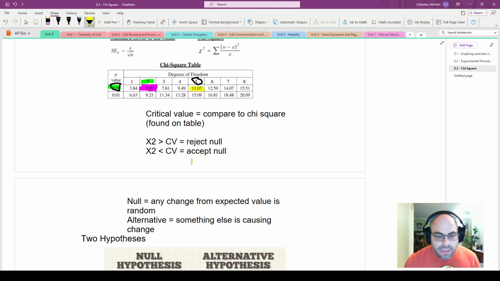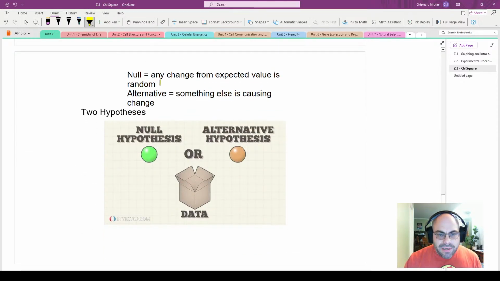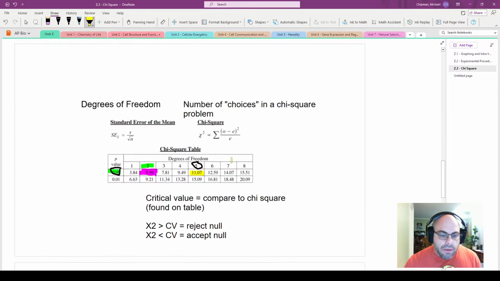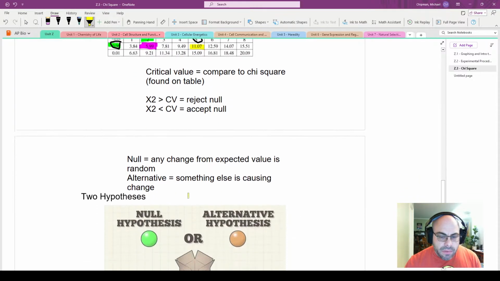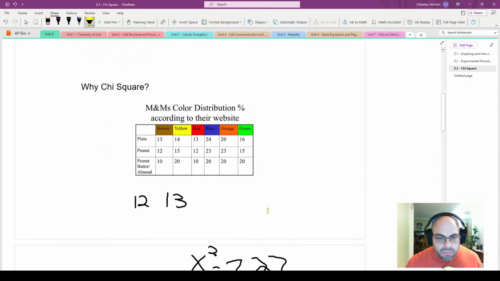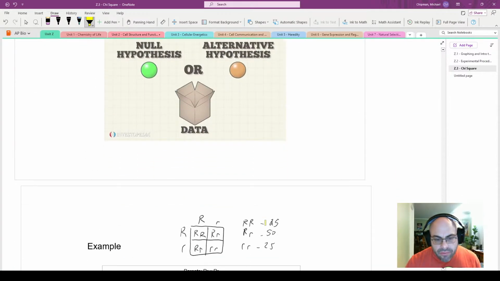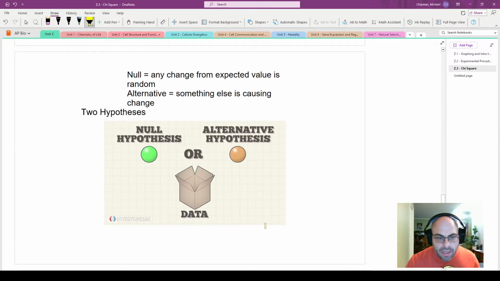And so what do we mean when we say we accept the null? So our null hypothesis is that any change from the expected value is random, right? That means that the numbers that we got were close enough to the expected that any difference is going to be random. If my chi-square had been higher than the critical value of 11.07, then I would have to reject the null hypothesis, meaning that there's some other alternative to the reason why those numbers are higher. Maybe there's somebody that works in my factory that really hates yellow M&Ms and just whatever, who knows, right? And so that's what you're doing there.